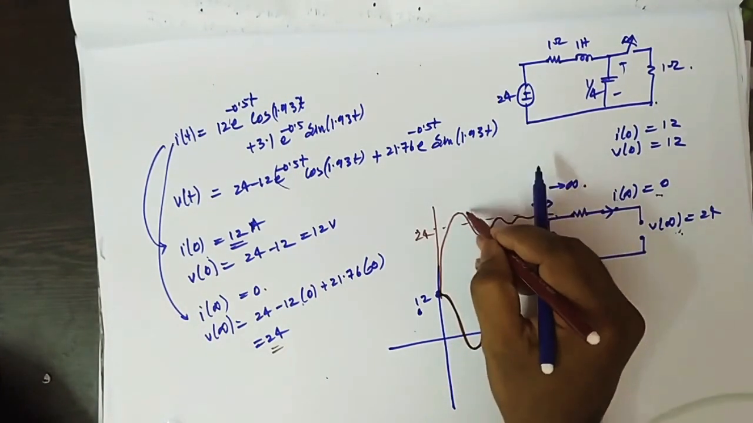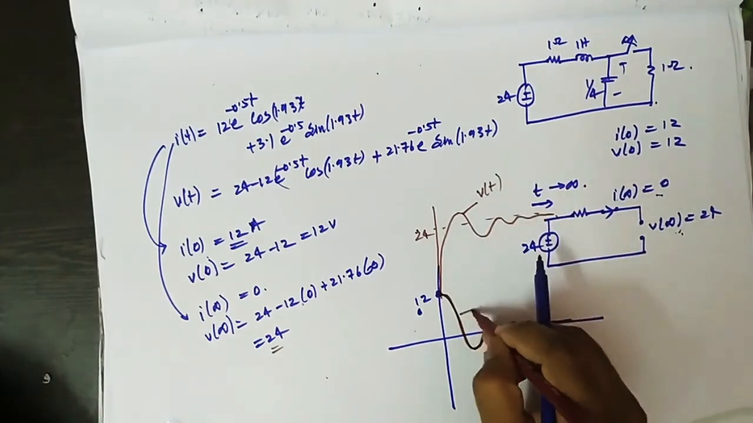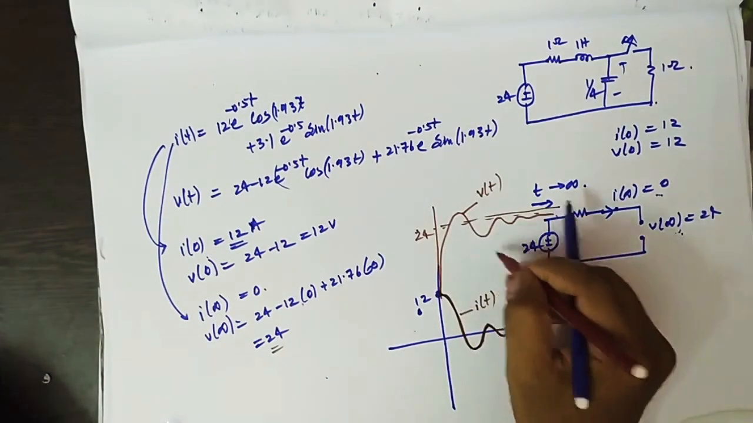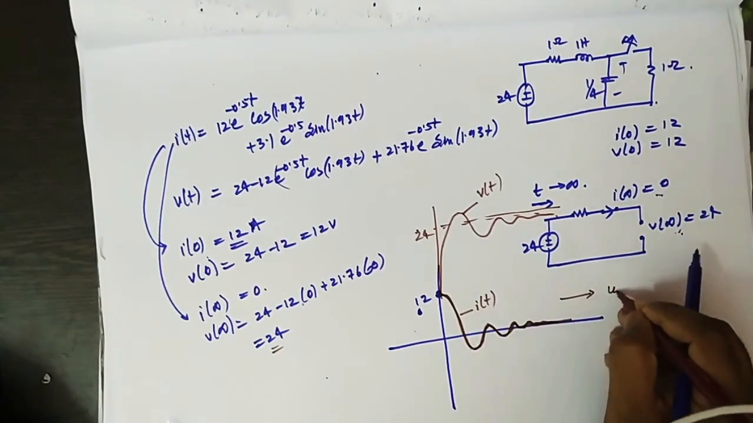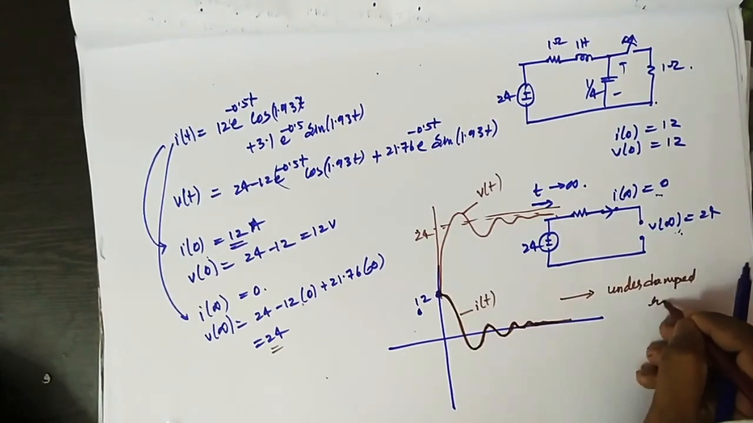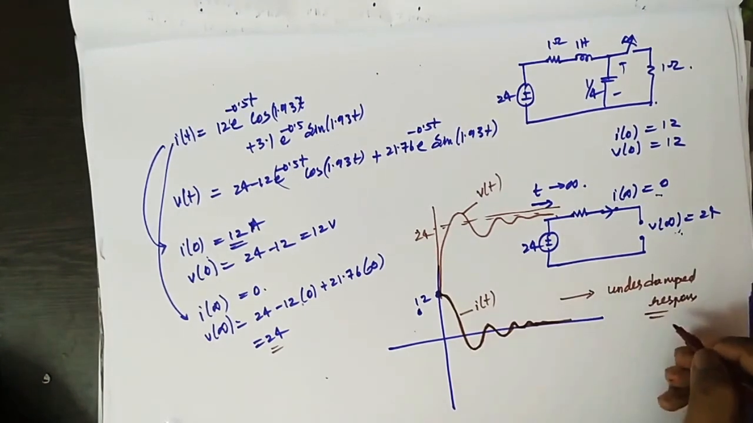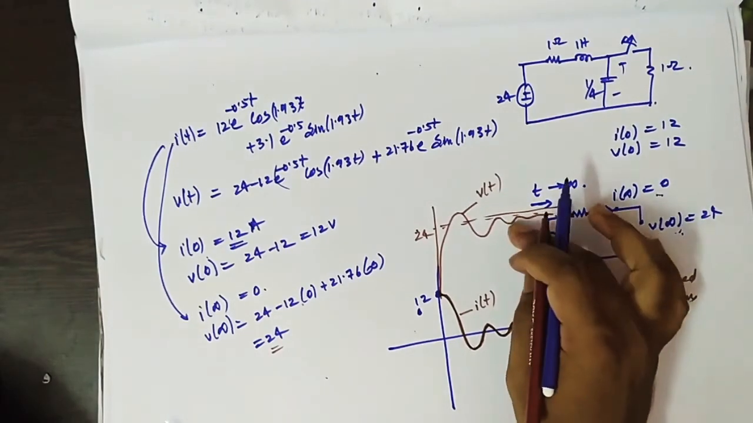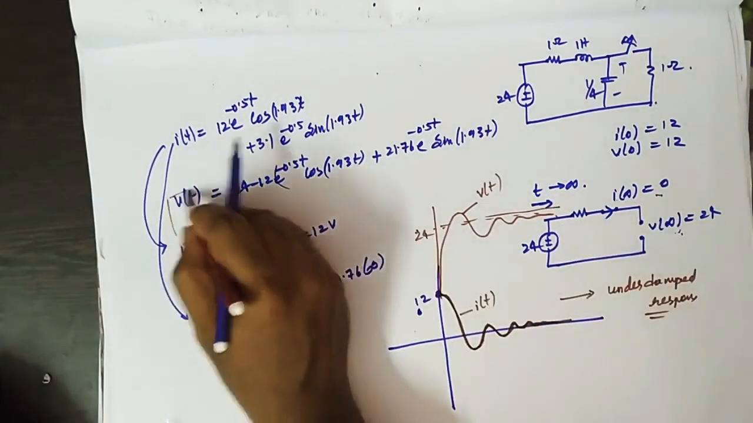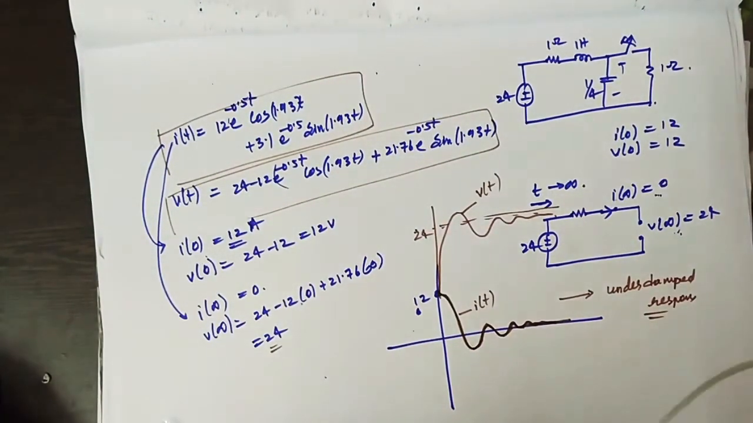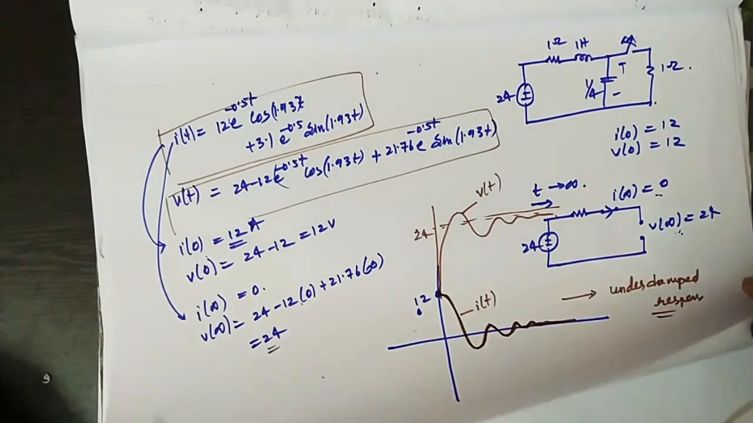So this is the V of t expression and this is the I of t expression. Okay. So this is an underdamped response of any system. This is how we express the voltage characteristics and current characteristics. So this is the final expression. After getting the expression, you need to put it in the proper format. Okay. So this is about transients.